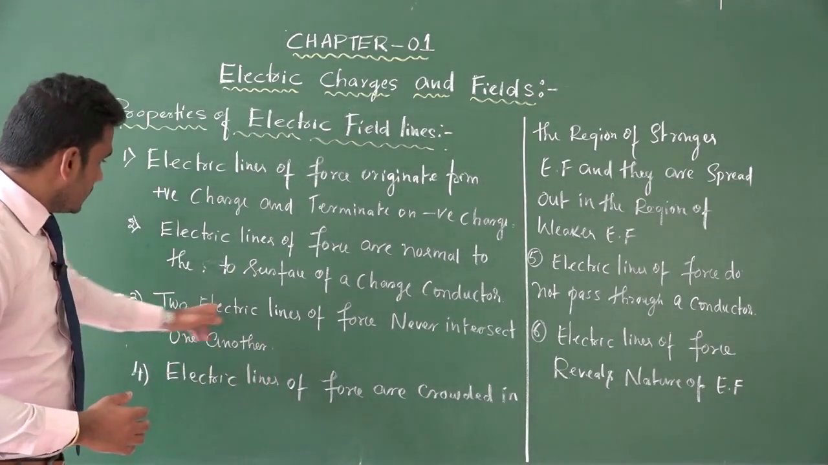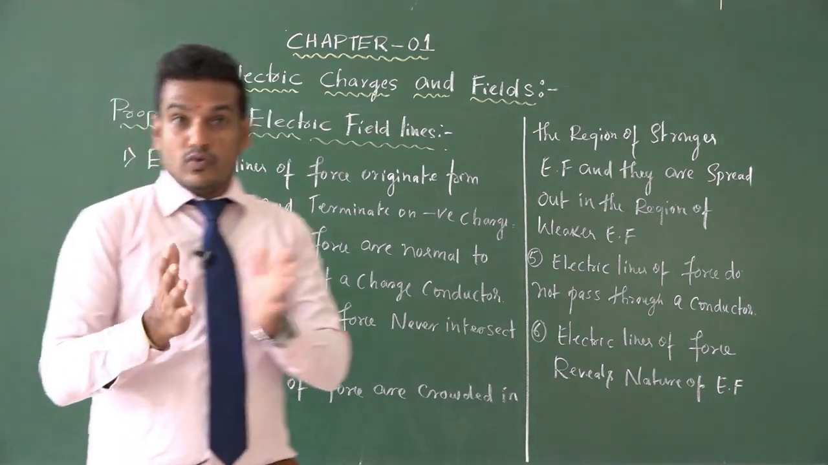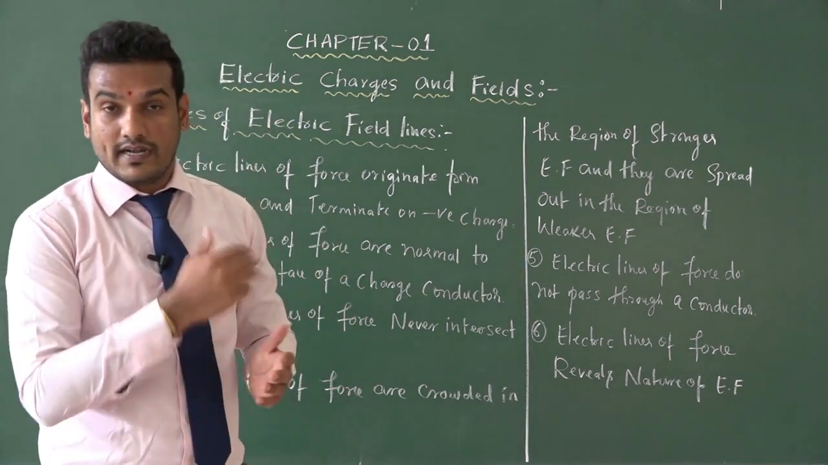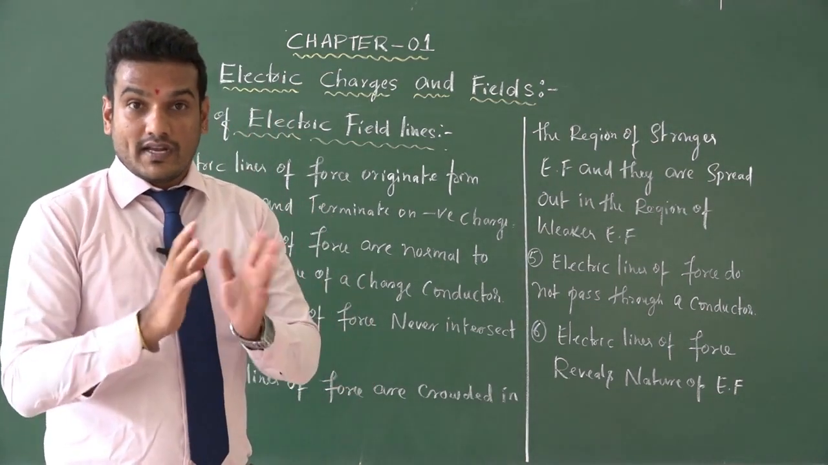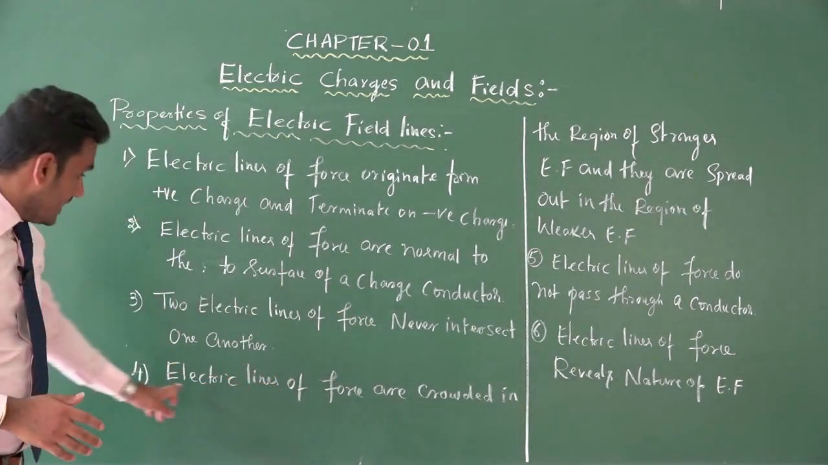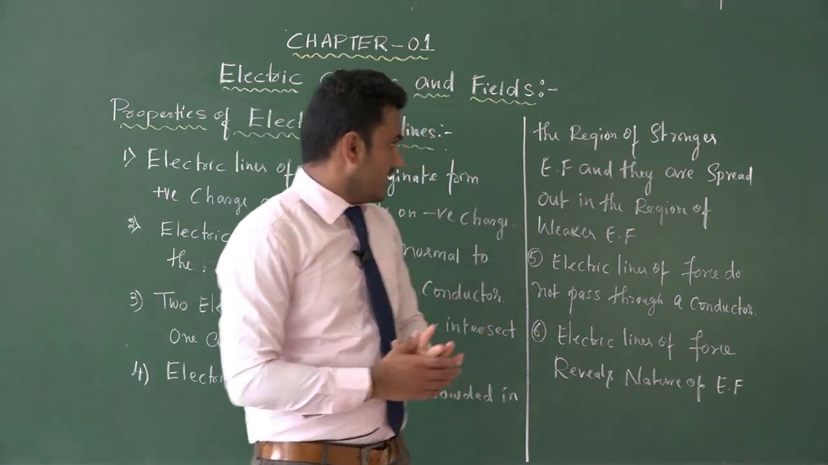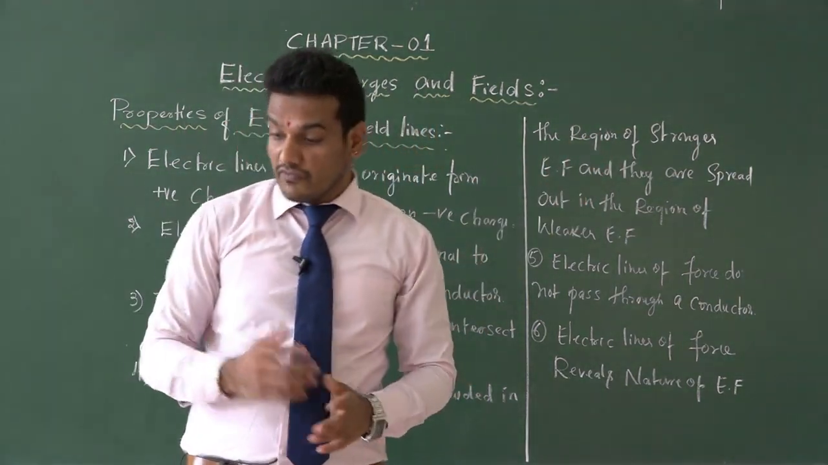Third one, two electric lines of force never intersect one another. I hope you have observed in the last diagram, two electric lines of force never intersect one another. And the fourth one, electric lines of force are crowded in the region of stronger electric field and they are spread out in the region of weaker electric field.